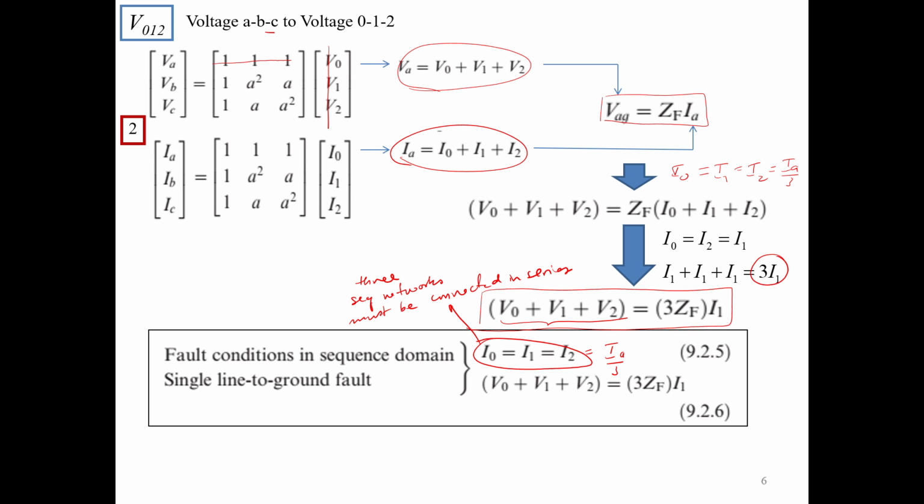This is before we go to the picture. You don't need to care so much about the picture. Everything is in the slides, but make sure that you can follow my explanation. And then you have V0 plus V1 plus V2 equal to 3 times ZF times I1. Now we will look at the slides.